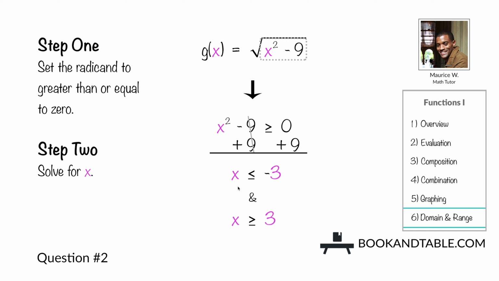So our domain is x's that are less than or equal to negative 3, and x's that are greater than or equal to 3.